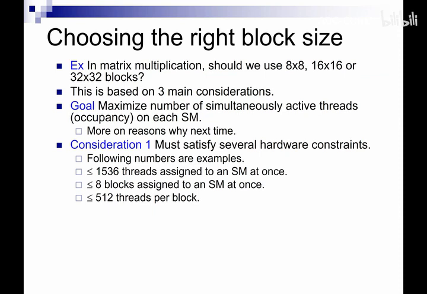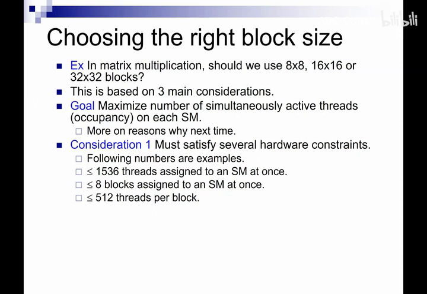The first constraint is based on hardware constraints. For example, there's a limit on how many threads you can put onto an SM. The GPU hardware puts a limit on how many threads can be assigned to an SM at a single time point. It also puts a limit on how many blocks can be assigned to an SM, and there is also some sort of limit on how many threads per block. Now these limits are going to differ based on different GPUs, and I'll tell you how to find these numbers later.